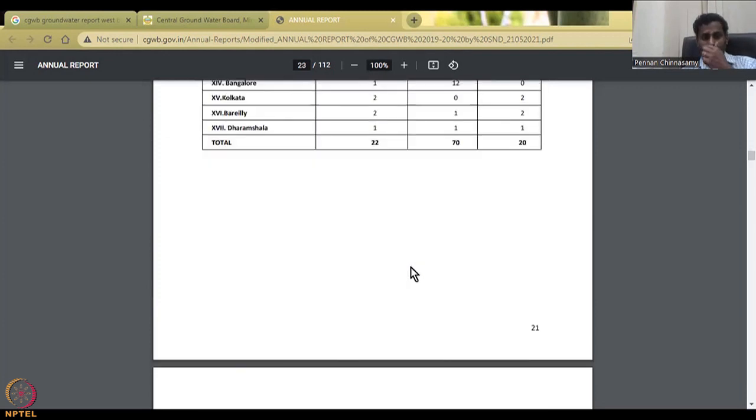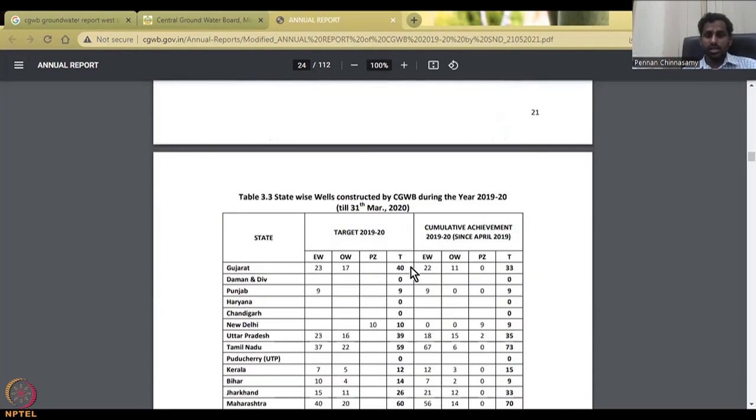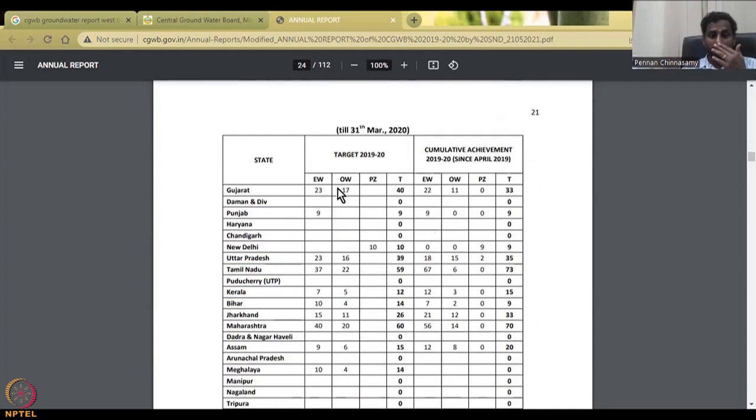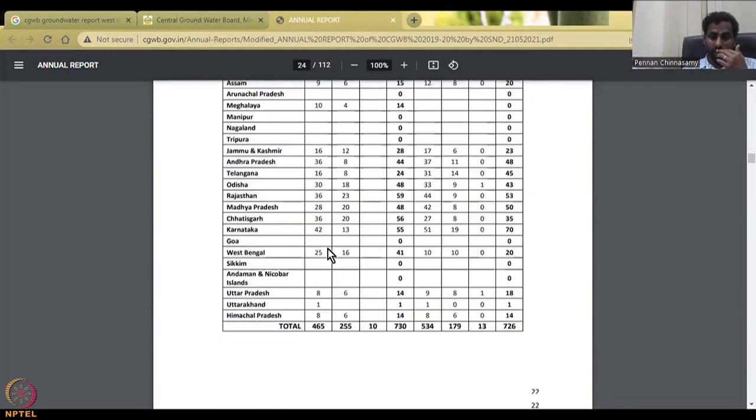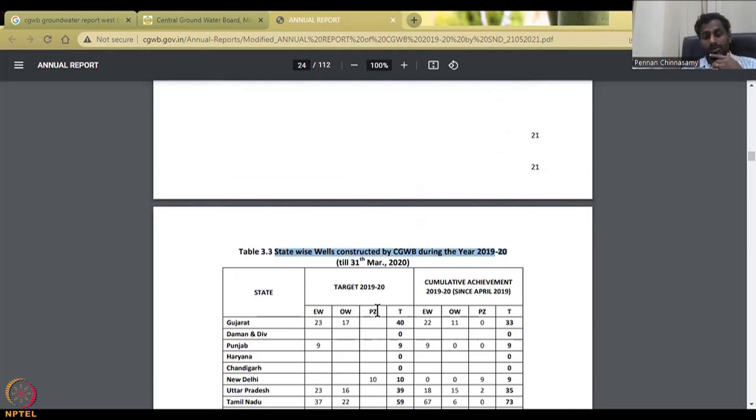And then where they have the pumps to measure the yield discharge. And here is the state-wise wells constructed in 2019-2020. As I said, they do have wells, but maybe it's not enough. Most of them are open wells or dug wells, okay? And the piezometers, which go into the deep, deep aquifers, are very limited.